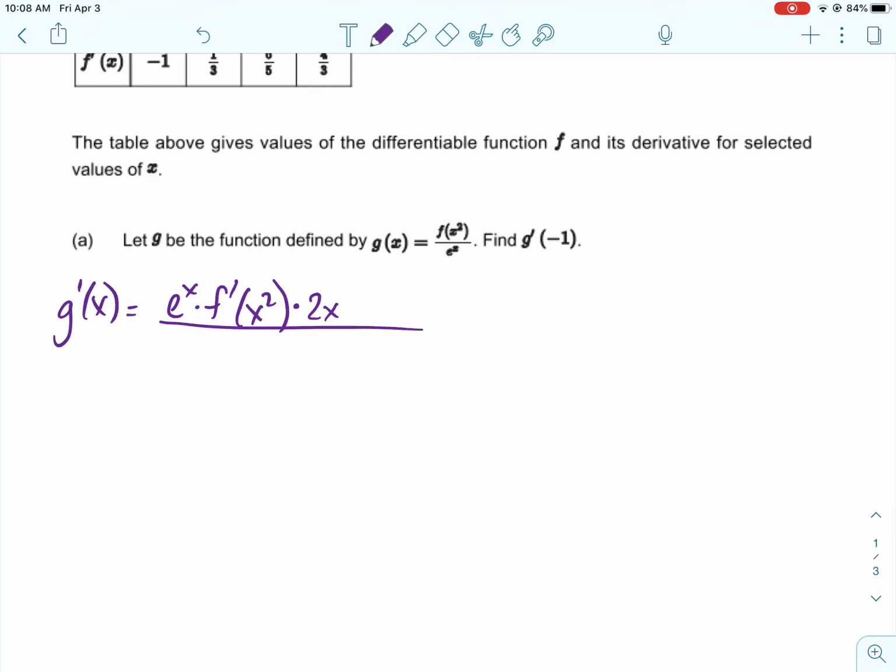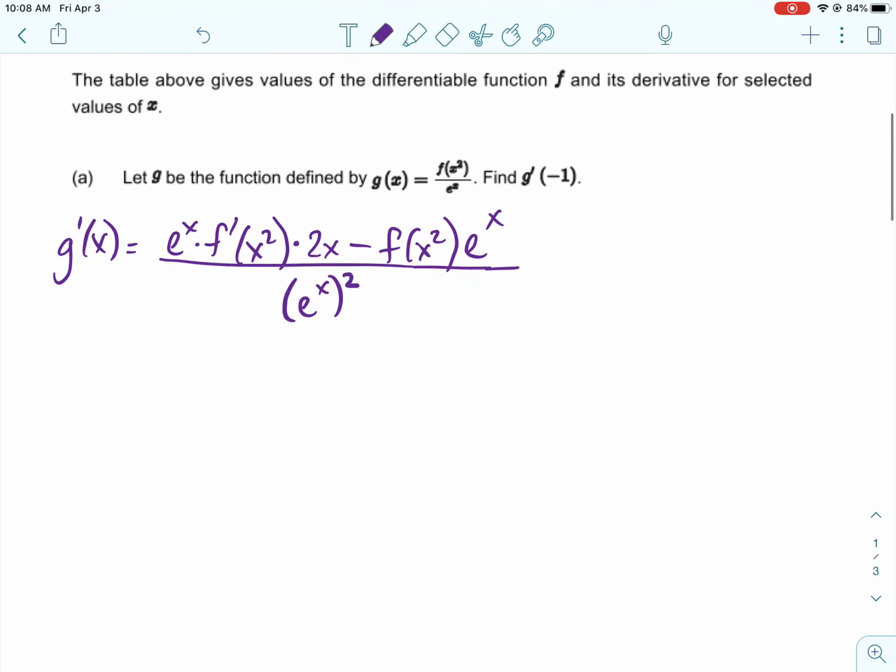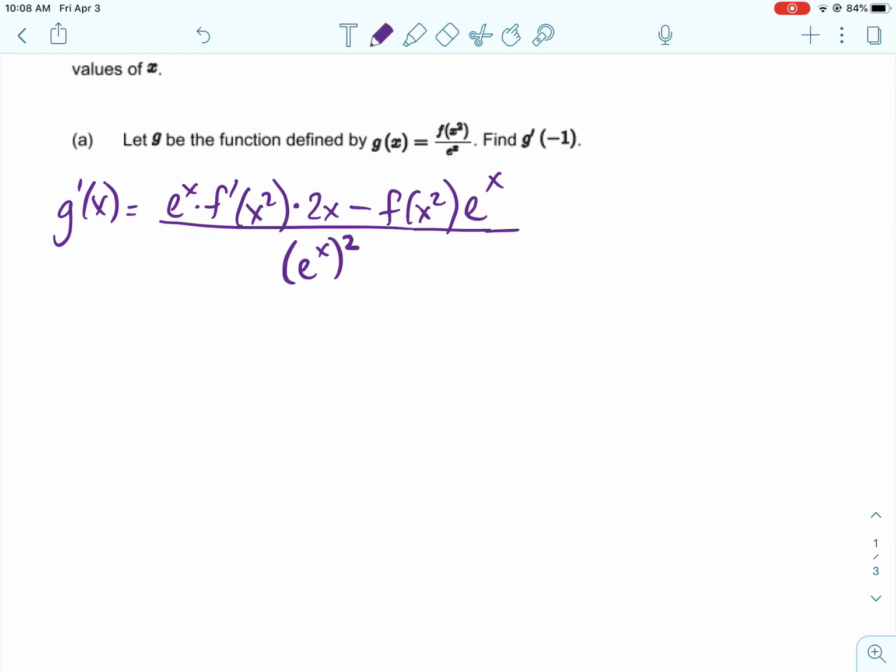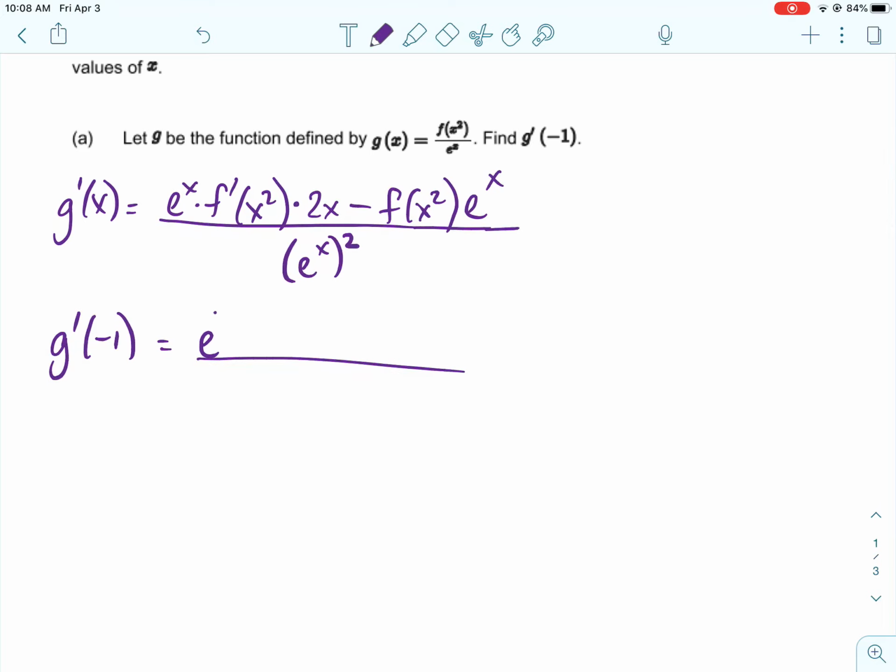So we're going to do low and then d high. So when we multiply by d high, we do f prime of x squared and then multiply by the derivative of x squared. All right, and then minus high, we're going to leave alone. And then d low, the derivative of e to the x is e to the x. And then we'll have e to the x squared. All right, don't mess with that.